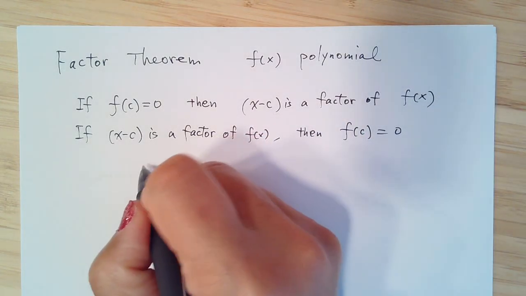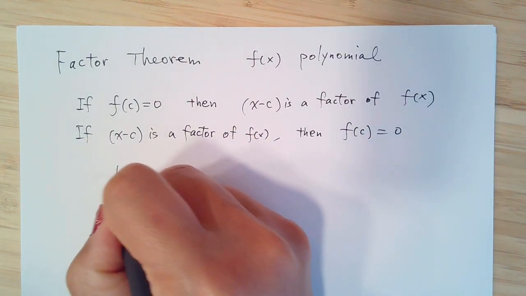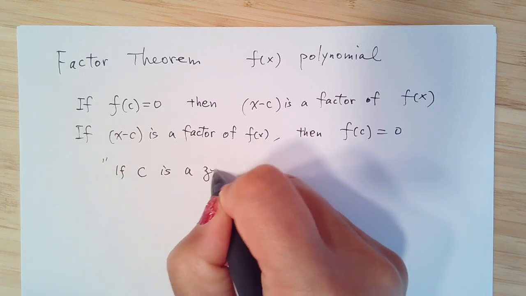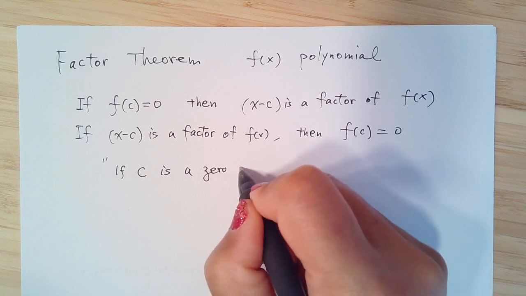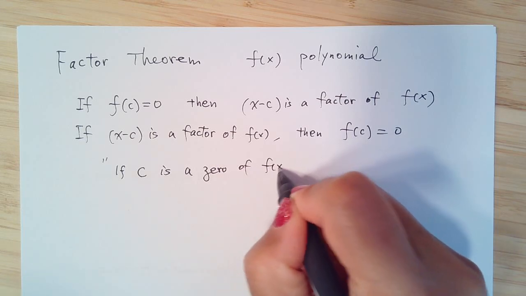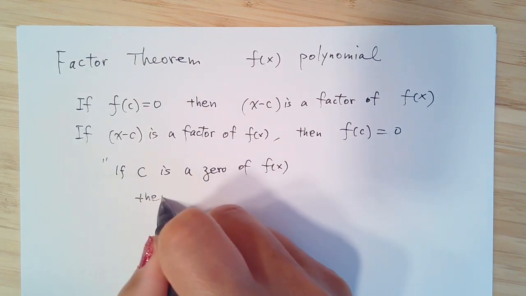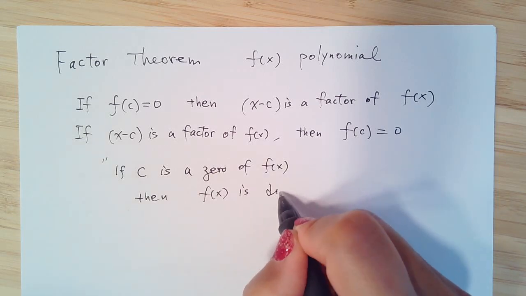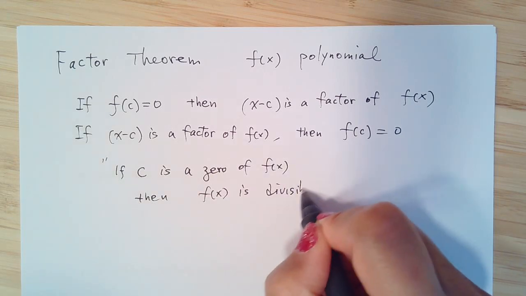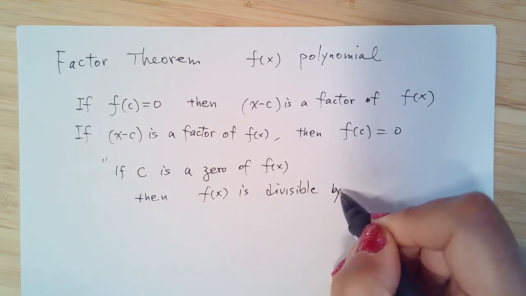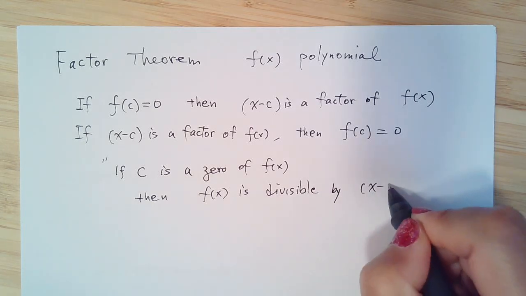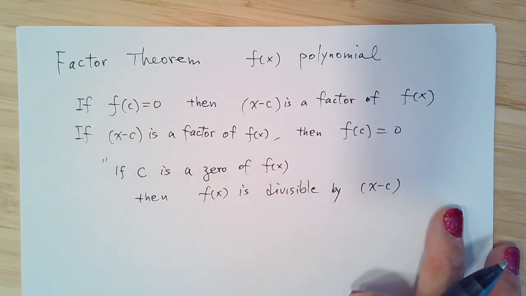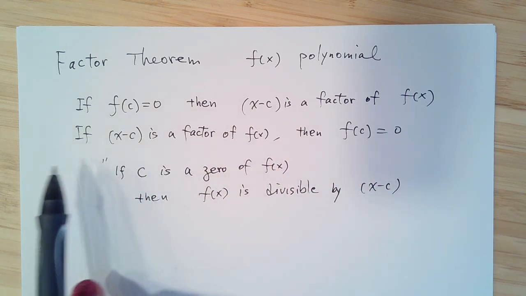Or in other words, if c is a 0 of f of x, then f of x is divisible by x minus c. They all talk about the same thing. In this case, there's no remainder involved. Did you see that? It's a factor, so no remainder.